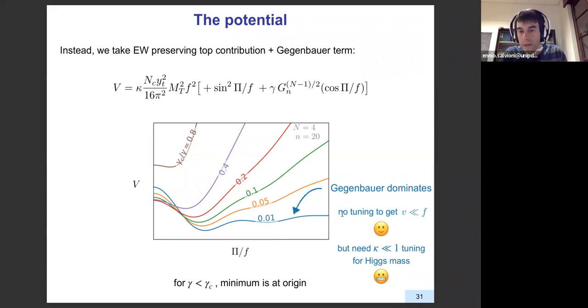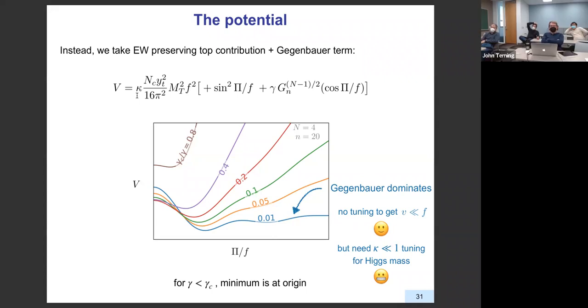There is no tuning to get V much smaller than F, because that's the whole point of where I started from. However, we need to tune to get the Higgs mass right. This kappa parameter in front of the overall potential needs to be small. And that's a quantification of tuning. I just need to pull down the whole thing.